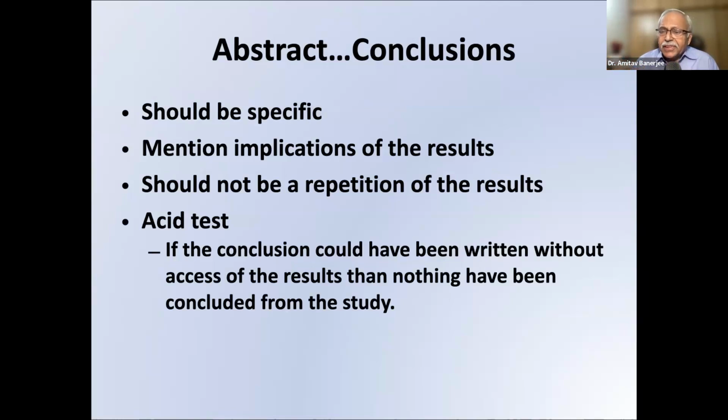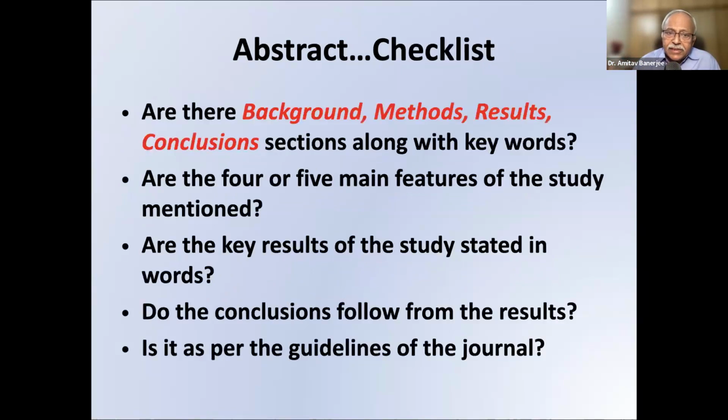So immediately with this checklist, whether background, method, results, conclusion, along with keywords, you get the 4 or 5 main features of the study mentioned: study design, intervention, participants, outcome. So if you read this paper, you can go forward. Similarly, when you are writing, you should write the abstract in the end and focus on these things so that your paper has better chances of acceptance.